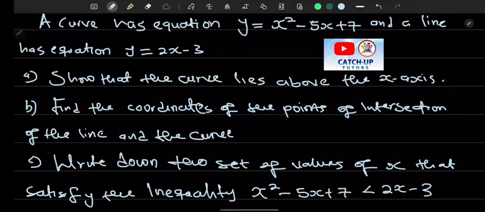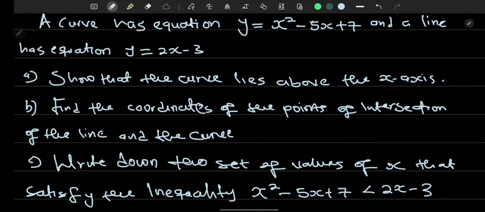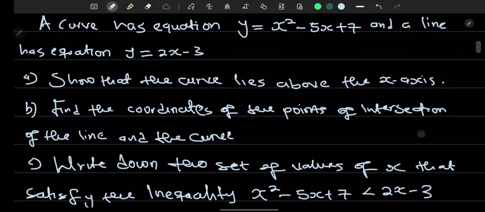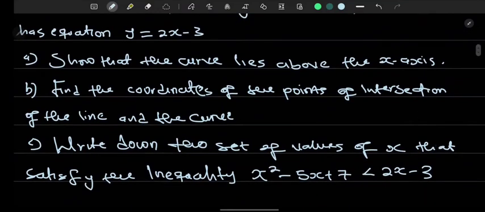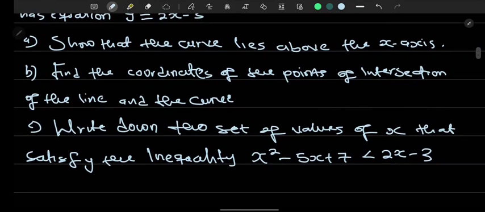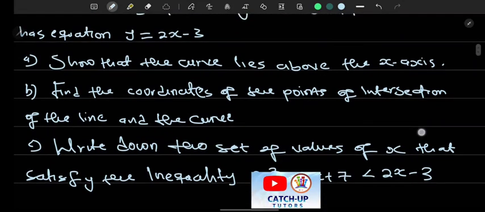A curve has equation y equals x squared minus 5x plus 7, and a line has equation y equals 2x minus 3. Show that the curve lies above the x-axis. Then find the coordinates of the points of intersection of the line and the curve. And the last one, write down the two sets of values of x that satisfy the inequality x squared minus 5x plus 7 less than 2x minus 3.